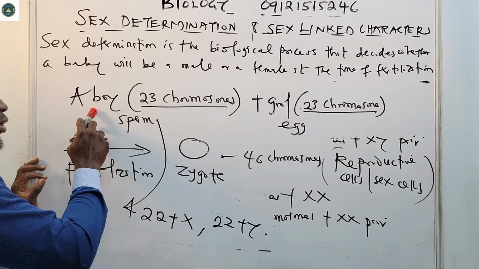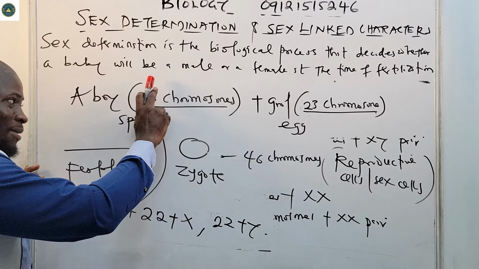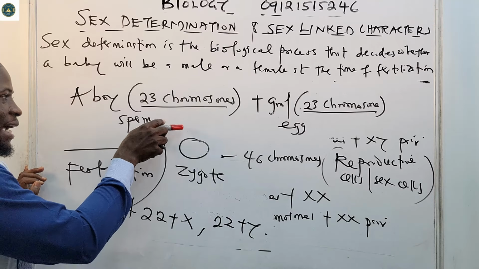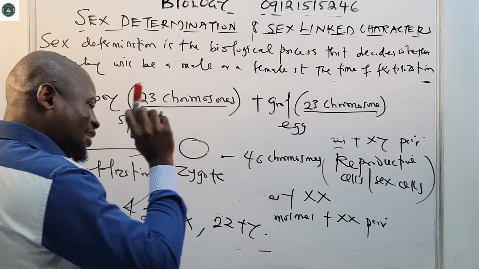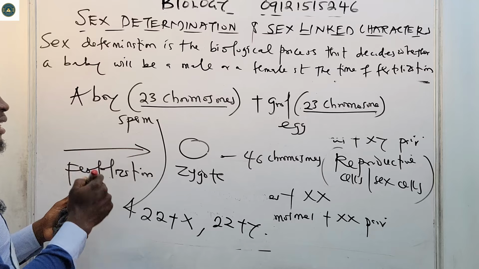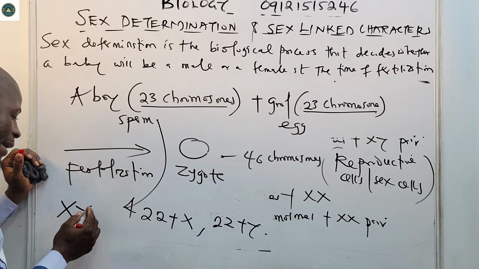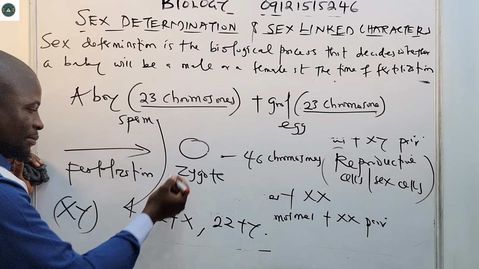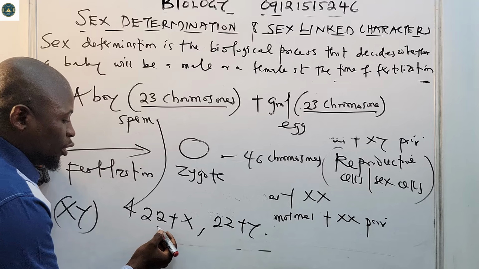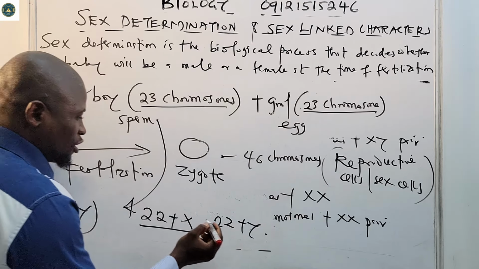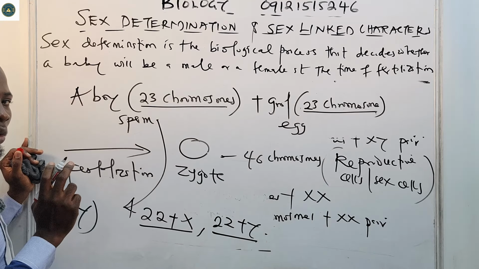The sperm has 23 chromosomes, and the egg has 23 chromosomes. Since the boy has the XY pair, it means that some of the sperm may carry 22 plus X, while some may carry 22 plus Y.